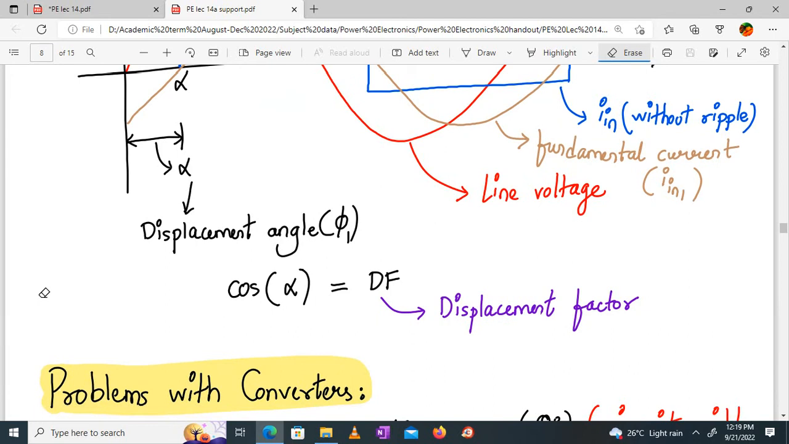At least write down what displacement factor is. Displacement factor is cos alpha. You have written?